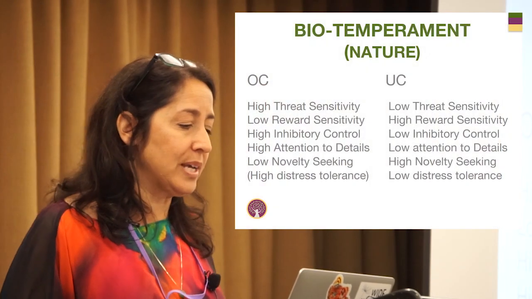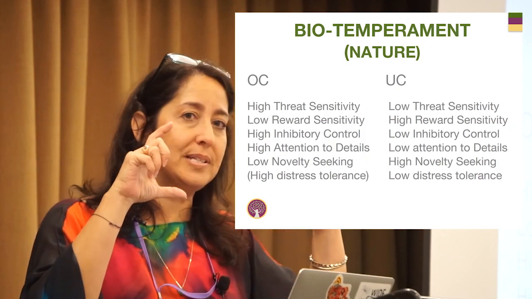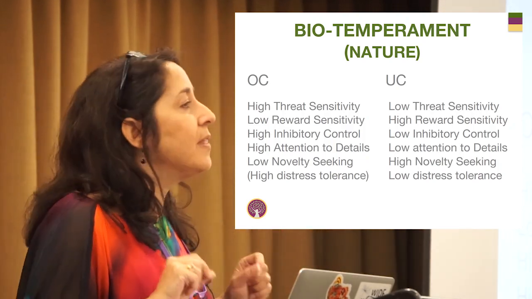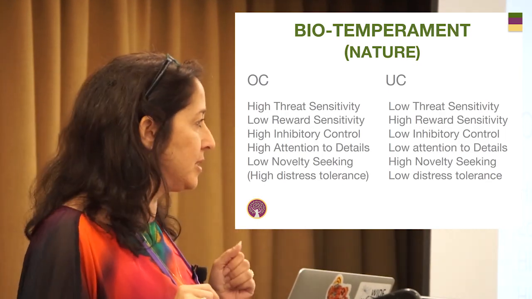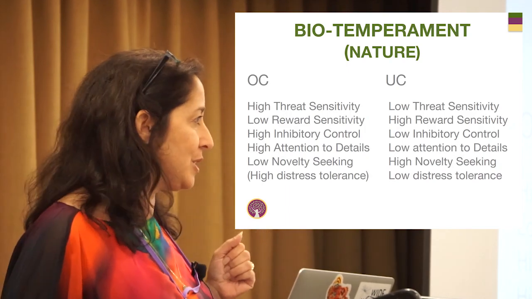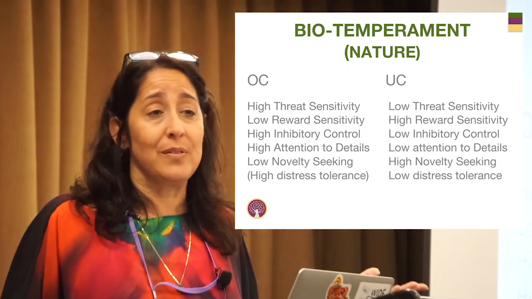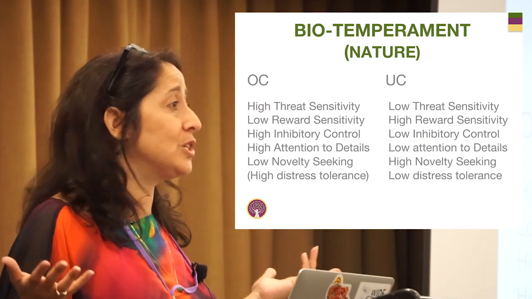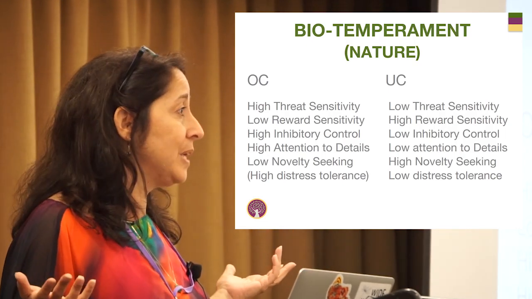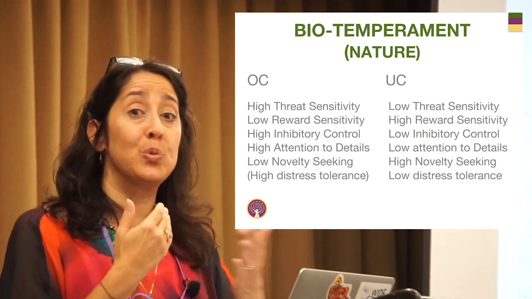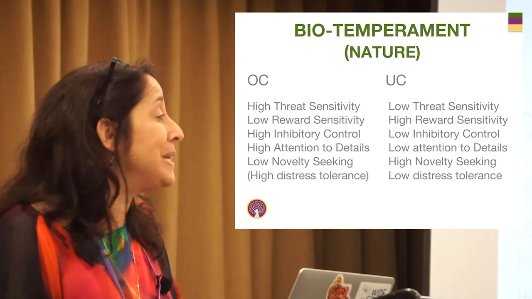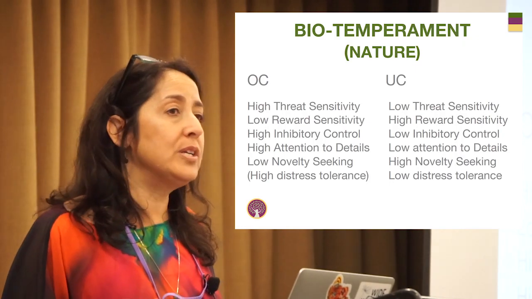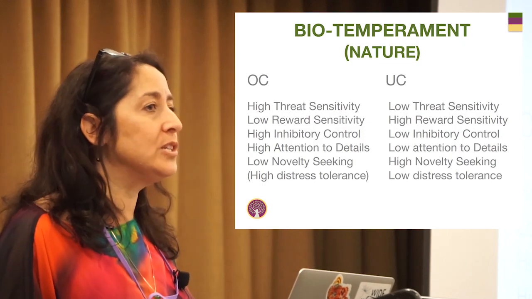And then moving on to distress tolerance. If you notice, for OCs, it says high distress tolerance in parentheses. That's because we used to believe that OCs had super high distress tolerance and UCs have very low distress tolerance. Well, we know that UCs have low distress tolerance, right? Because when we are in distress, we tell you, and we demand treatment. I want help. Help me now, right? Now, what does an OC do when they're in distress?